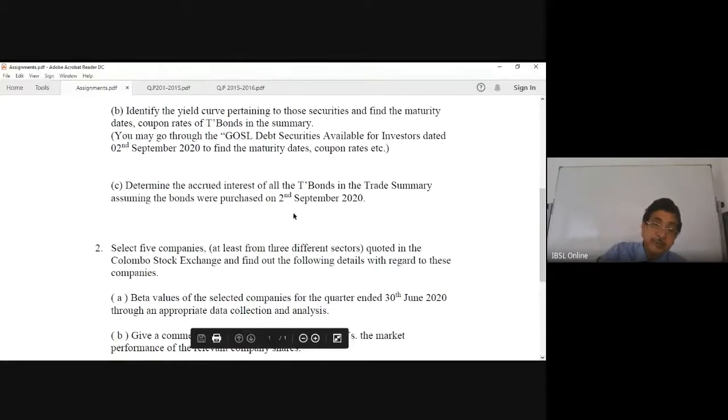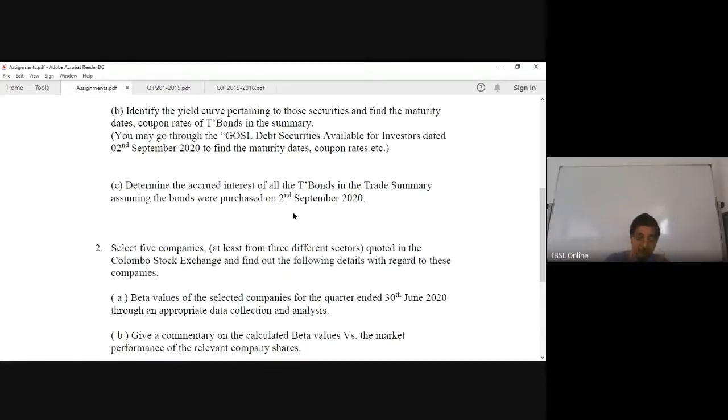No, accrued interest in the sense, that's why I gave the date as 2nd September. That was the purchase date, right? So accrued interest is applicable in the context of the purchase date. Then you can just look at it and see what is the amount of accrued interest to be calculated. That's what I want to tell you.